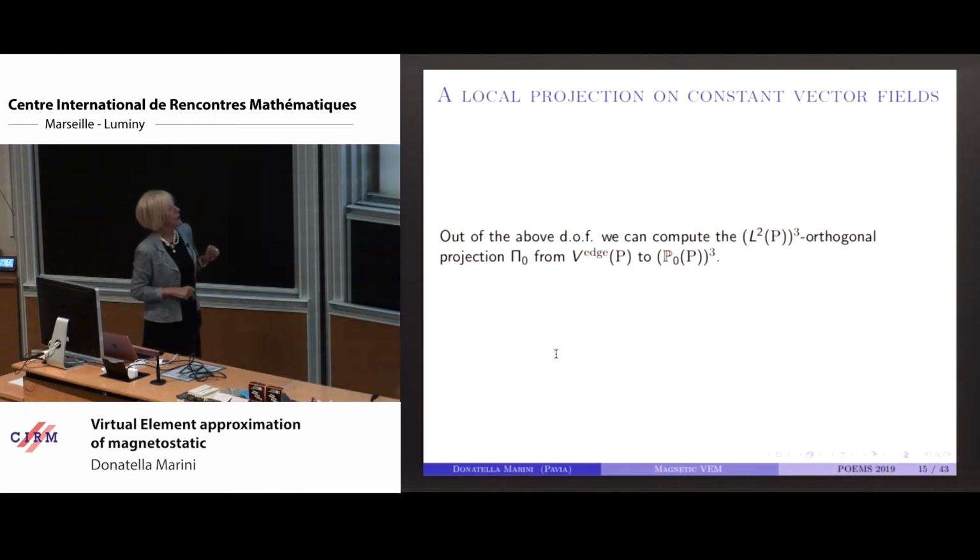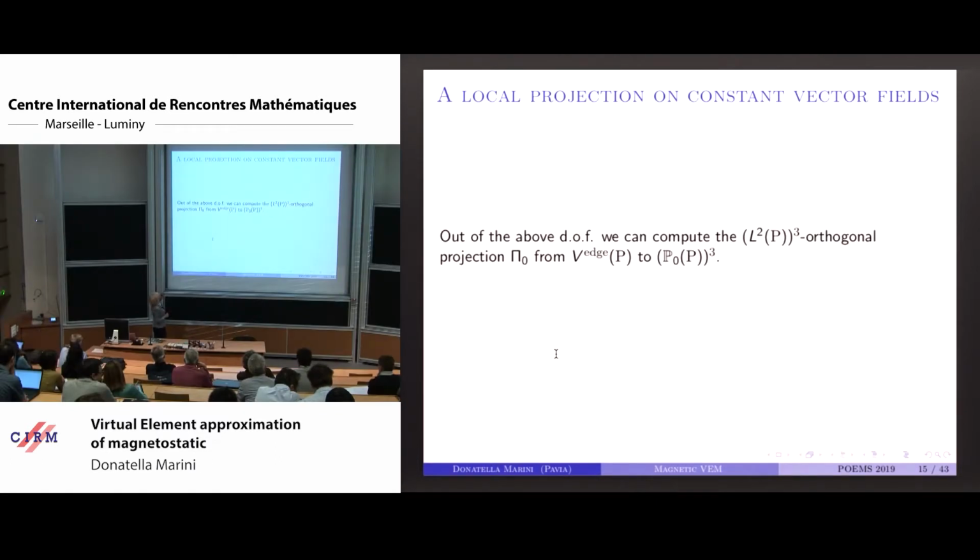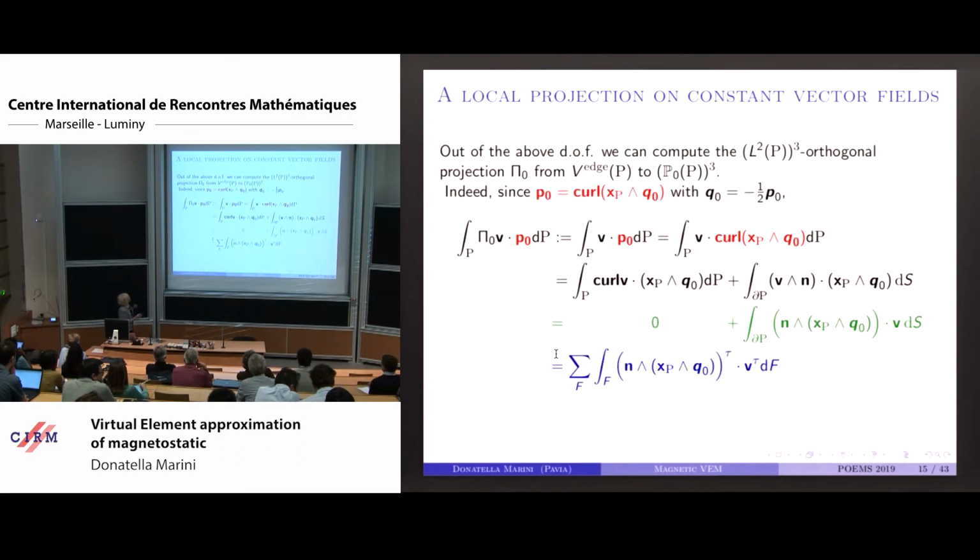What can we compute? We can compute the projection of an edge element onto constant. Nothing more, but that's enough. And this is the proof, because any polynomial vector with 3 constant component can be written as the curl of x wedge a constant vector. Then, by the definition of projection, this is the first step. Then we replace, this is a bit elaborated, we replace the expression of P0 there, integrate by parts.